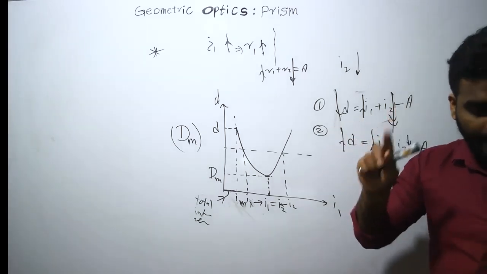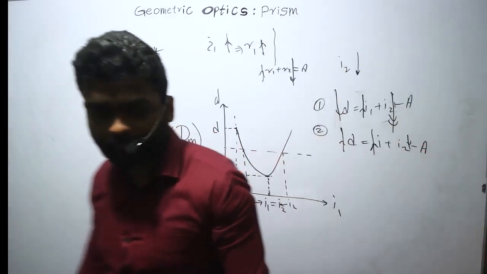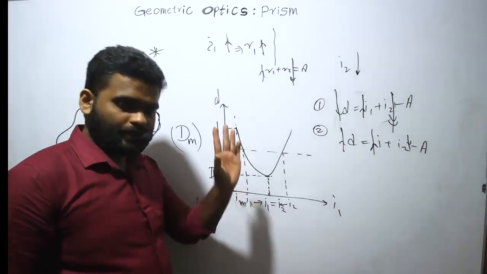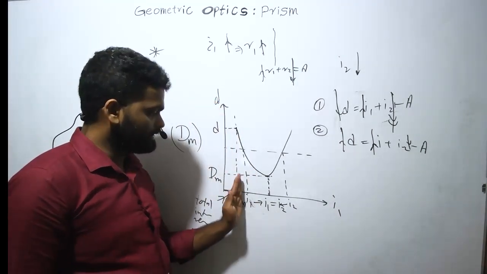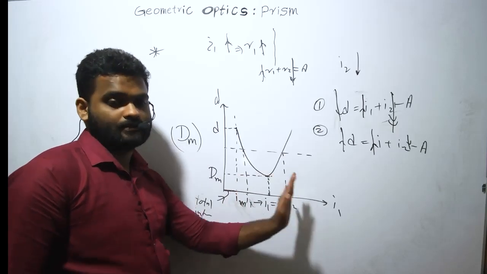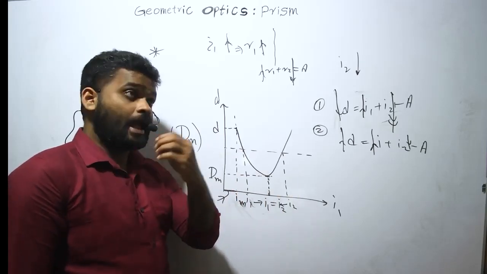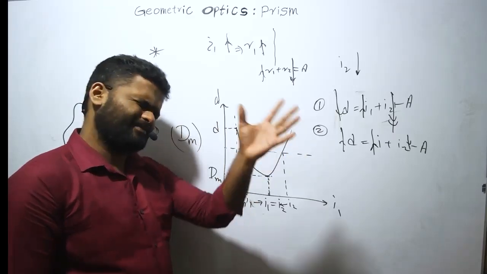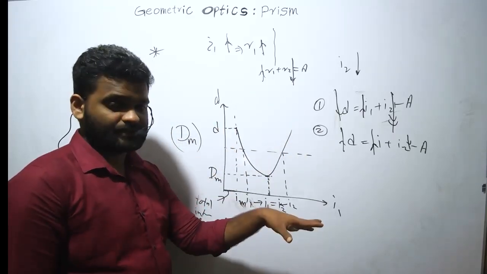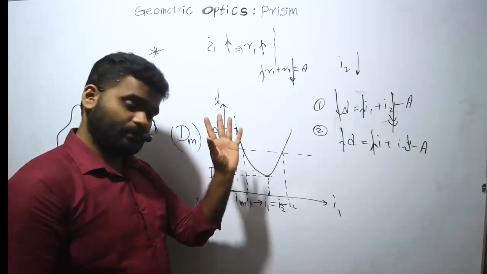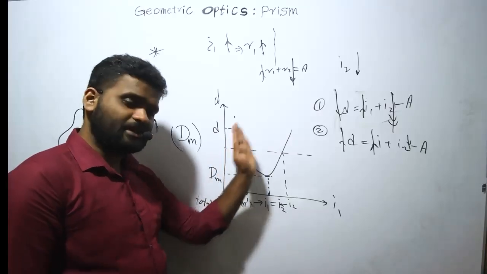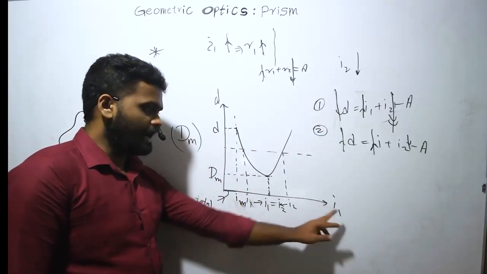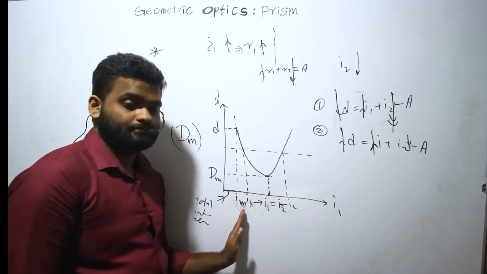Again, I'll explain this. So we know we are only talking about the angles after IM, right? Because we are not talking about deviation when there's total internal reflection. There's a deviation, right? But we don't talk about that. We only talk about emergent rays. So I1 should be greater than IM.